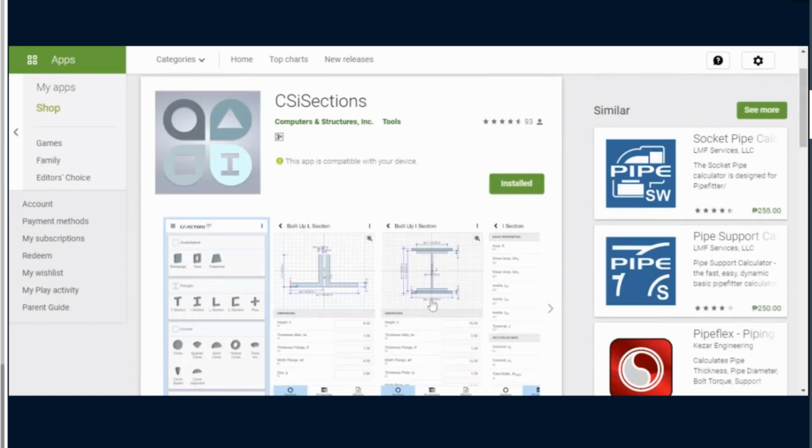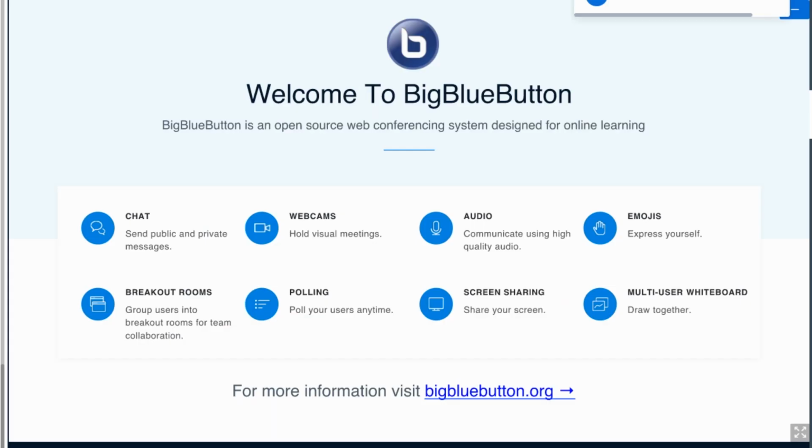CSiSteel and CSiSections are both developed by the same team, Computers and Structures Inc. As far as I know, this is the same company that develops ETABS. So it's good that they also produce these types of applications. Those are some alternatives that you may use.